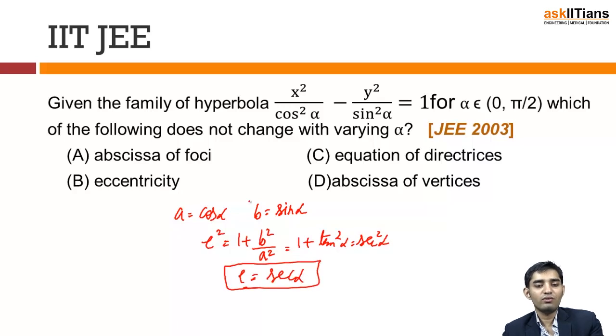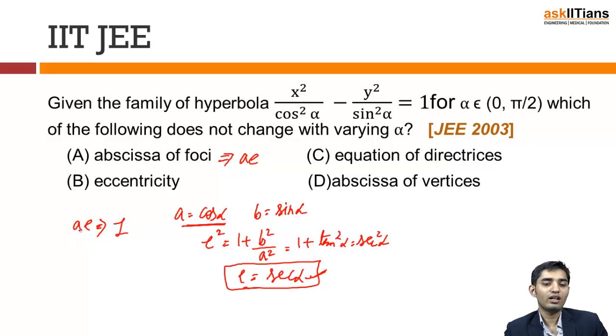If eccentricity is sec alpha, what is the abscissa of foci? Abscissa of foci is nothing but a into e. So a into e will be nothing but cos alpha, a is cos alpha, e is sec alpha. So a into e will be 1, right? Which is nothing but constant, which does not depend on alpha, right? So this will be the answer, right? A into e does not vary with alpha. So answer will be option A. Okay.